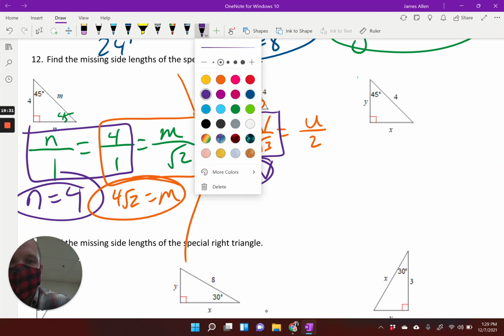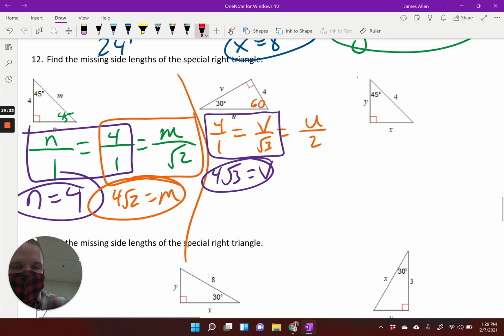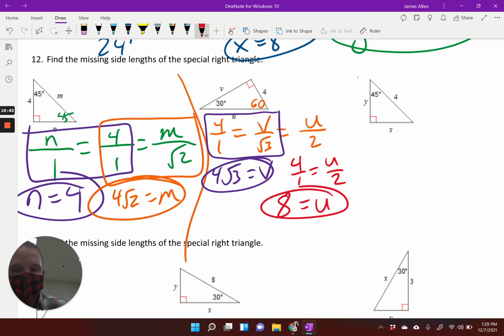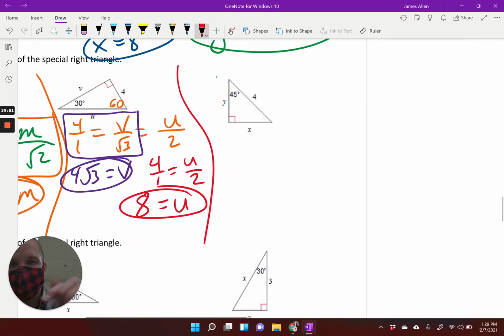All right. And then we'll go with red. So now I'm going to be working with the 4 over 1 equals U over 2. 2 times 4 is 8. U times 1 is U. So there we go. We're done with that. Awesome sauce. It's wonderful. Fantastic. All righty. Next one.